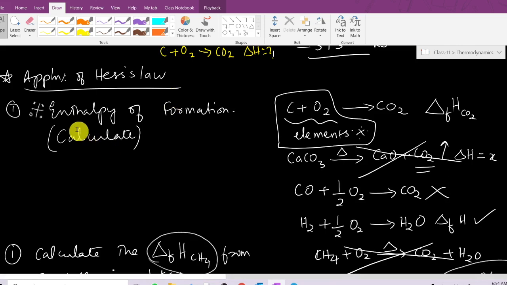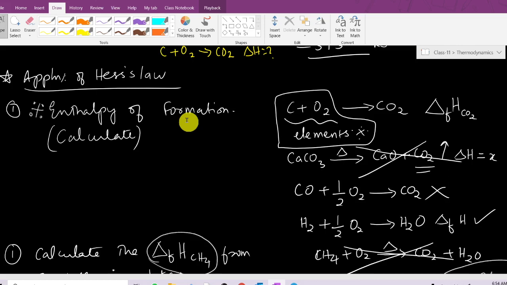The first application is calculation of enthalpy of formation. So what is enthalpy of formation? Enthalpy of formation is the enthalpy change associated with the formation of a compound from the elements. You have to be very careful in the definition of the enthalpy of formation.